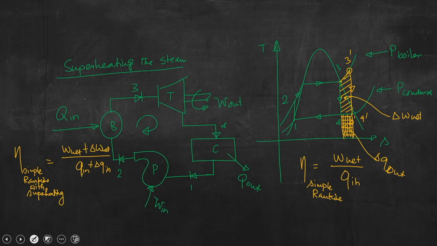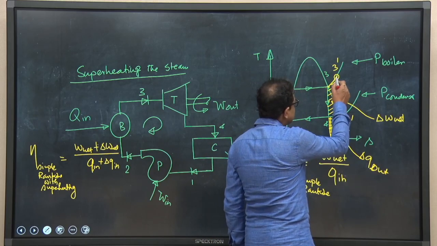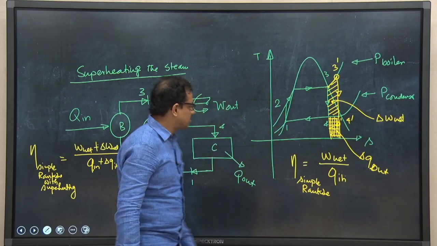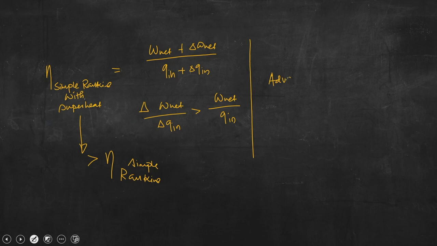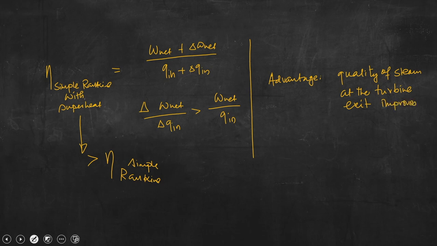A very important advantage is that by superheating steam beyond point 3, we can increase the quality of the steam at the exit of the turbine. So, one of the important advantages is that the quality of steam at the turbine exit improves. That is a very important advantage. Number two is that the thermal efficiency of the cycle increases.